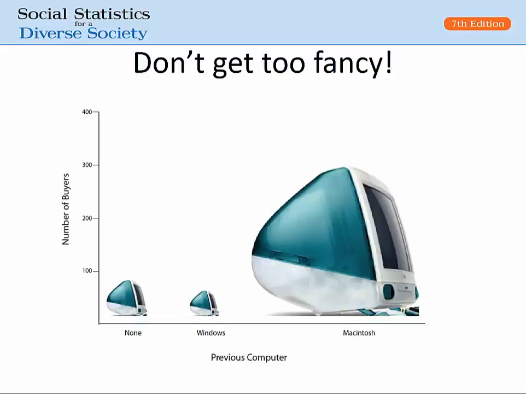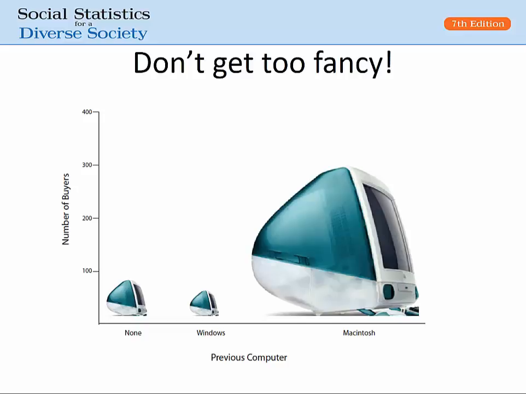It's important not to get too fancy. Sometimes we see charts in magazines or news articles where they show percentages or proportions by using some type of picture of something. And in this case, the chart shows the number of people who own iMacs, the type of computer they previously owned, by the size of an iMac computer or size of a computer. And so this is nice and it looks interesting.